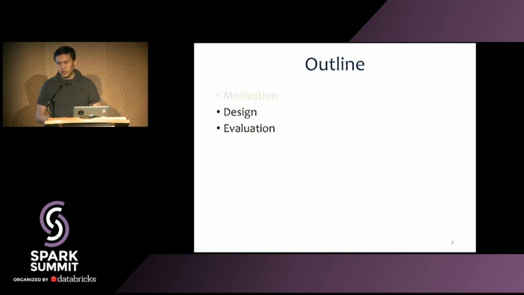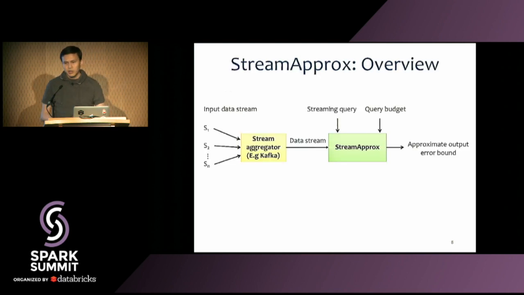So I have already covered the motivation behind our work, and now I would like to present the design of our system. First, I would like to give you an overview of our system. At a high level, the input data stream may contain multiple substreams, and we make use of a stream aggregator, let's say Kafka, to integrate all substreams to create the input data stream for our system. And the user can send the query and query budget to our system to process the data.